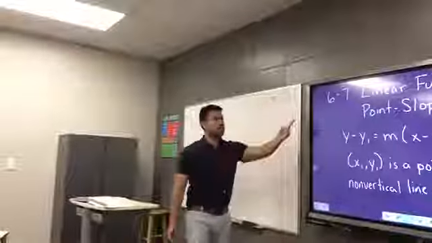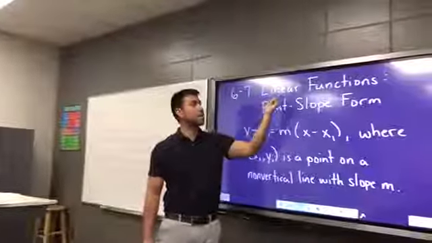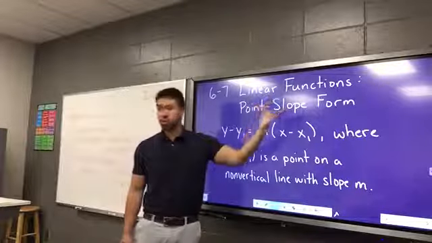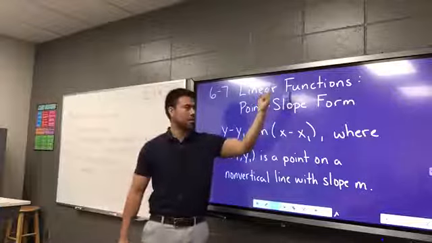All right, we're talking from 6-7. We're still talking about linear functions, linear equations, and we're looking at our third form, which is point-slope form.